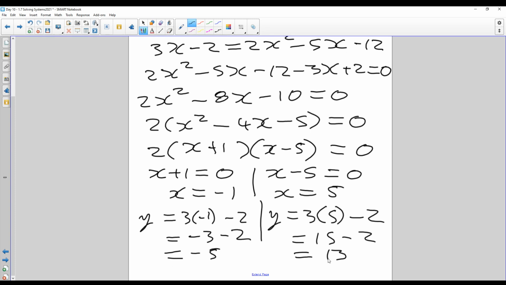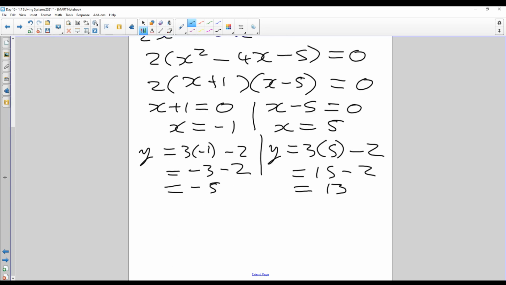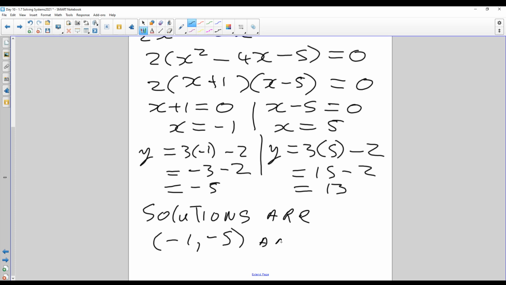So here come finally my two solutions. So the solutions are, and Gar, I'm going to try to get the order right this time. The x of minus 1 gives us minus 5. And the x of 5 gives us 13.